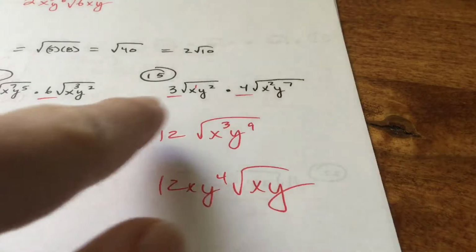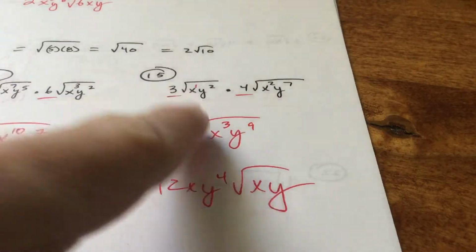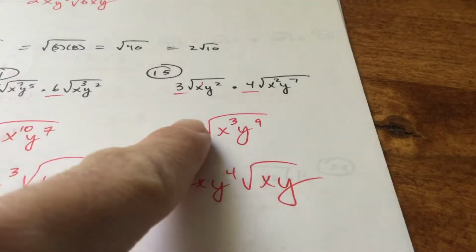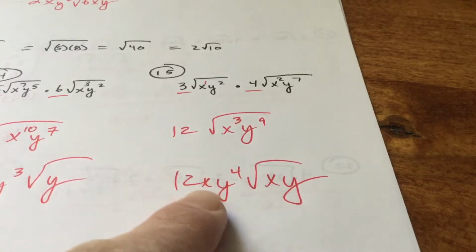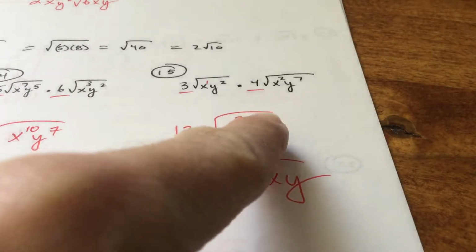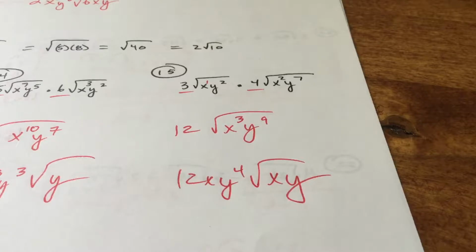Okay, on this one, we multiply on the outside, 3 times 4, 12. And then multiply on the inside. Imaginary 2 on the outside. 2 goes into 3 1 time with 1 left over. 2 goes into 9 4 times with 1 left over. All right.